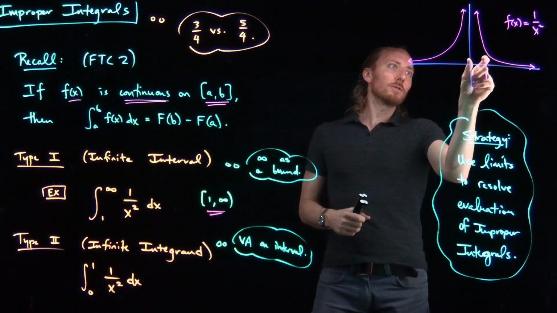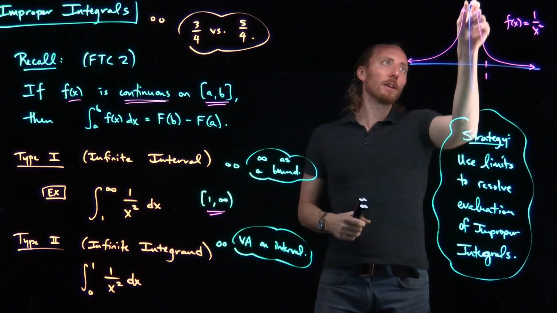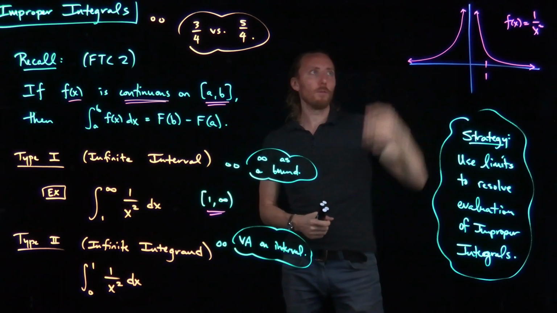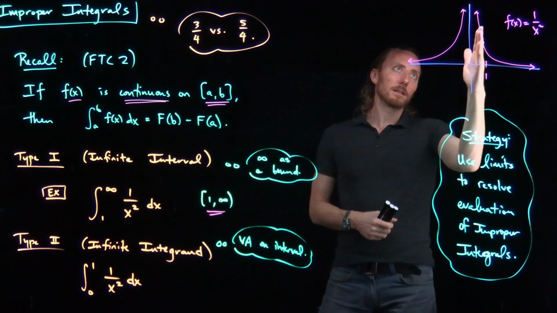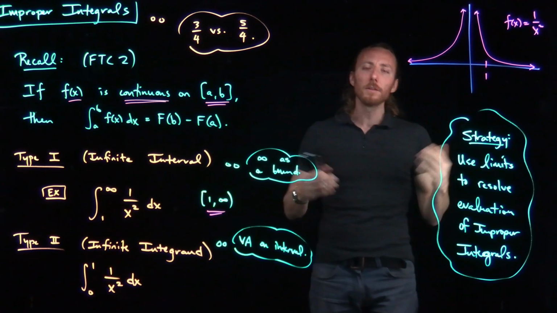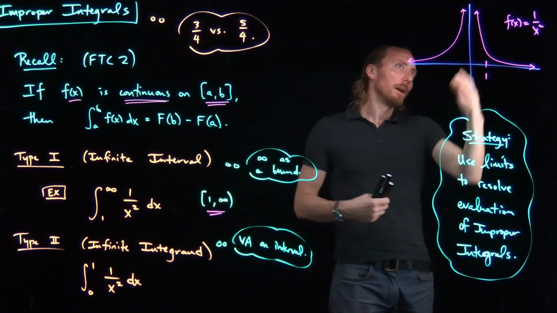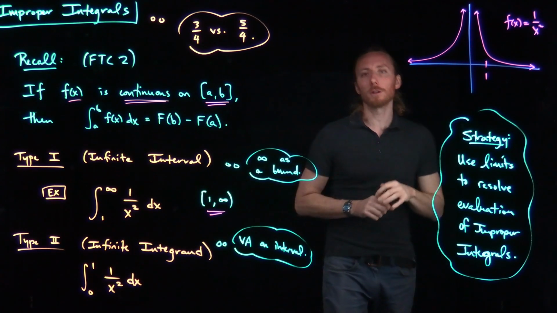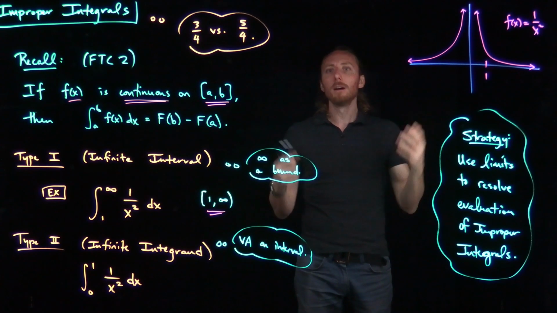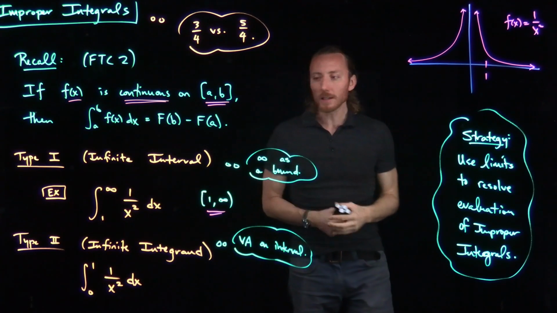So again, it's an interesting question to ask, how much area is there on this infinitely tall region? Does the function hug the vertical axis enough to where that infinitely tall region only has a finite amount of area? Or is there enough space between the function and the vertical axis to where there is an infinite amount of area? Again, that's an interesting question.